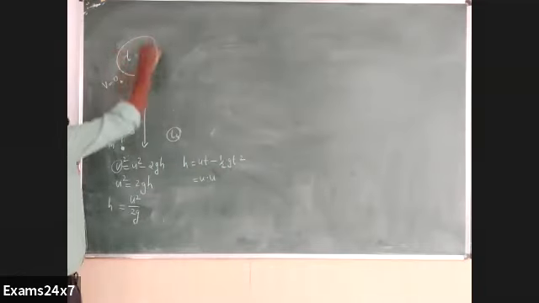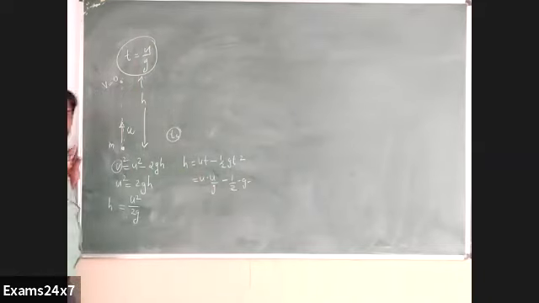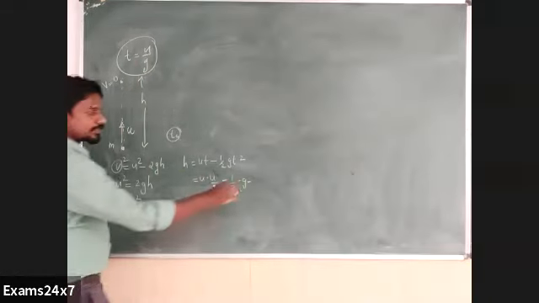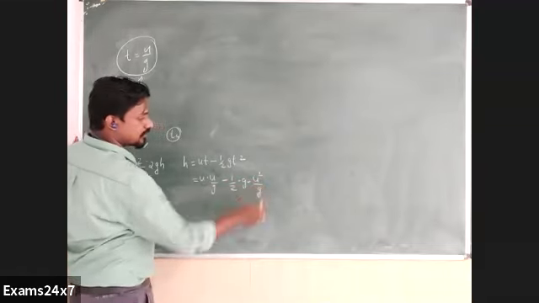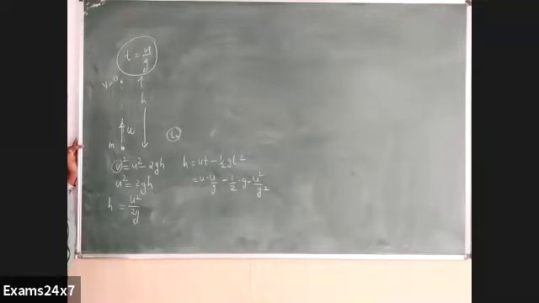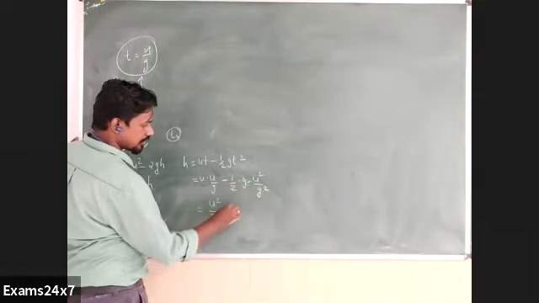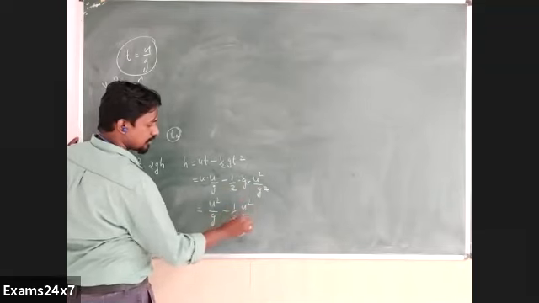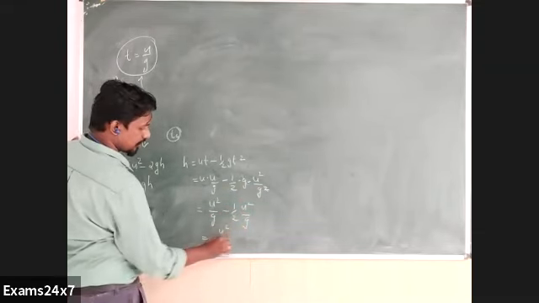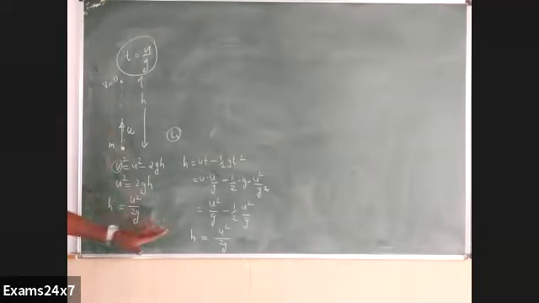Time of ascent is u by g, so t square is u square by g square. We get u square by g minus half u square by g, that is u square by 2g, which is equal to u square by 2g. Same thing. In this way also you are getting the same thing. Okay, fine.